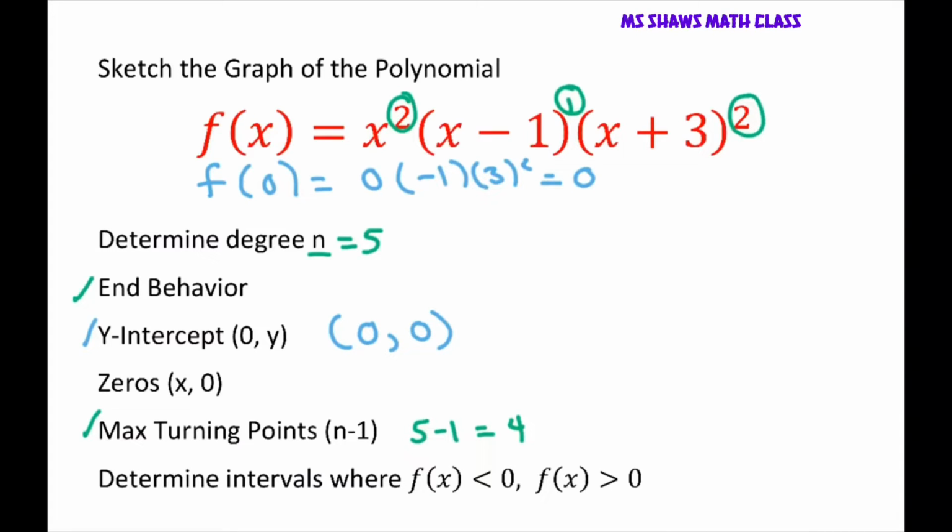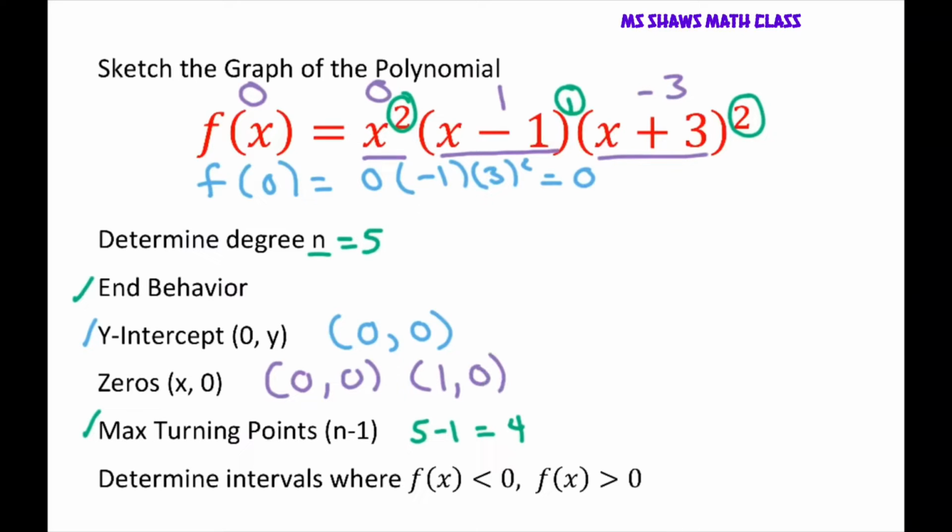And our zeros, which is our x-intercept, is when y is 0. So we want this to be 0, so this can be 0, 1, and negative 3. Just set each piece to 0. So we have (0, 0), (1, 0), and (negative 3, 0). We're going to discuss whether our y is negative and positive after we graph it.